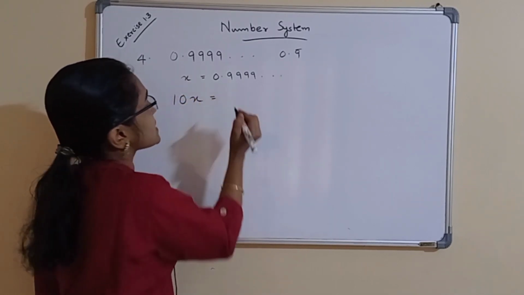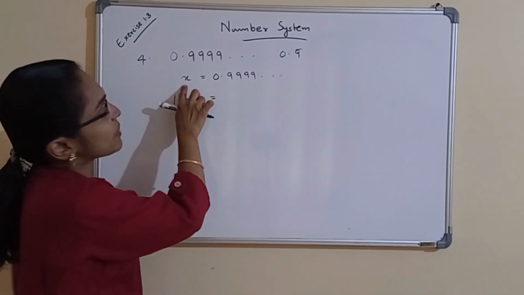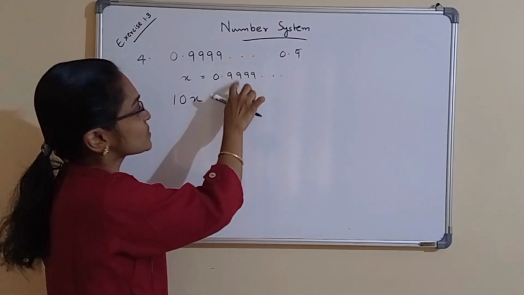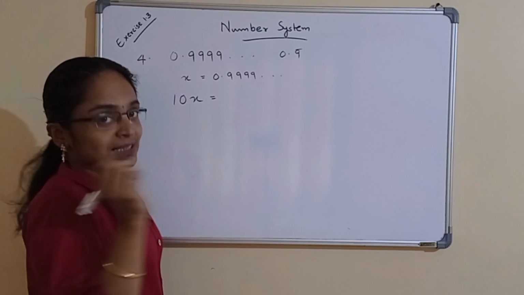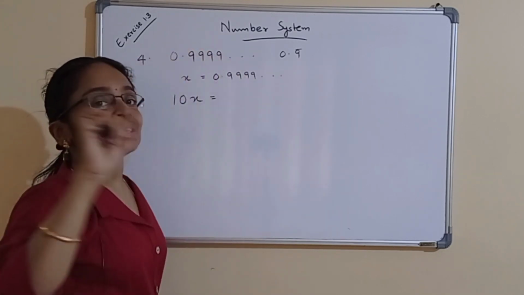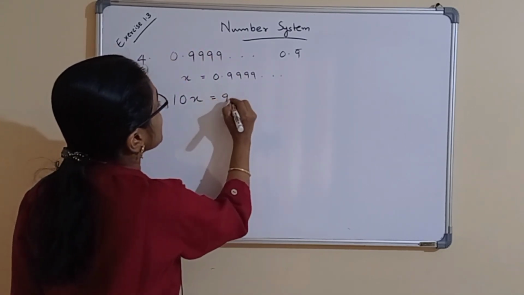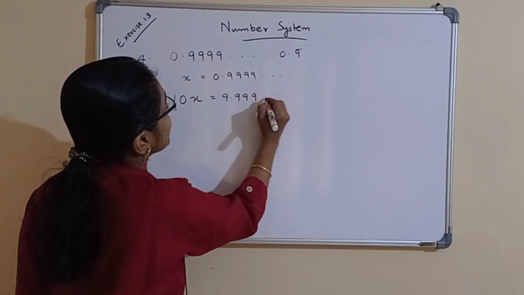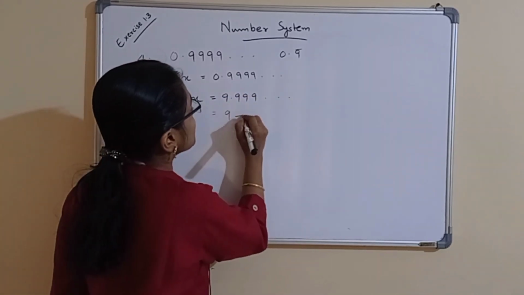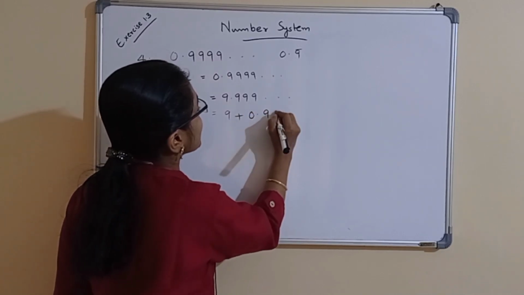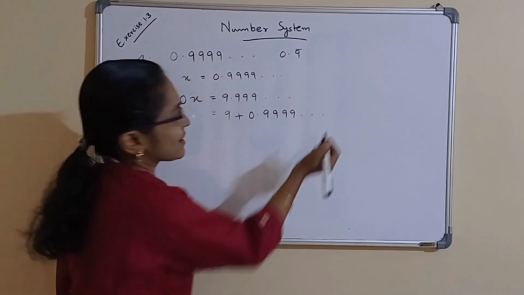So, 10x is equal to, if we multiply this by 10, we have to multiply this also by 10. If we multiply this by 10, what will we get? This decimal will move one digit to the right. So, it will become 9.999 etc. And this is equal to 9 plus 0.9999 etc. Right?